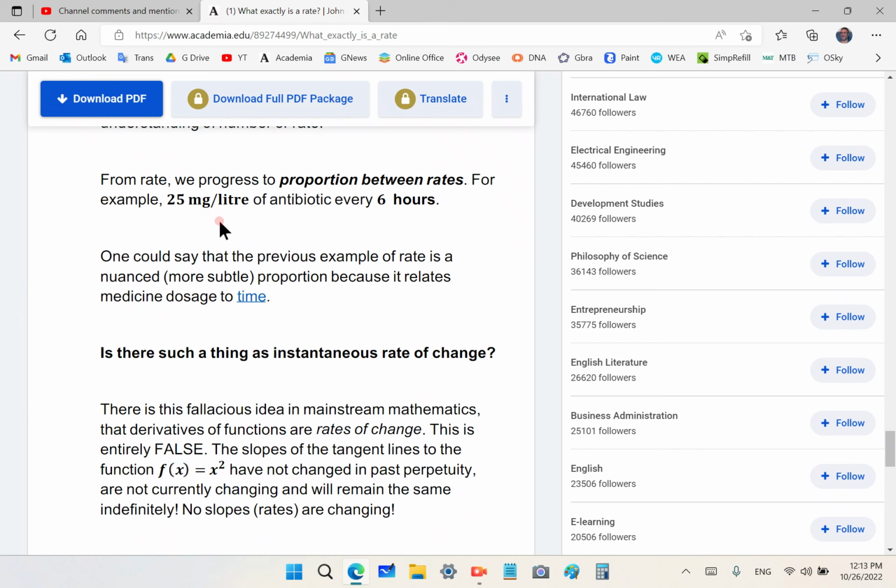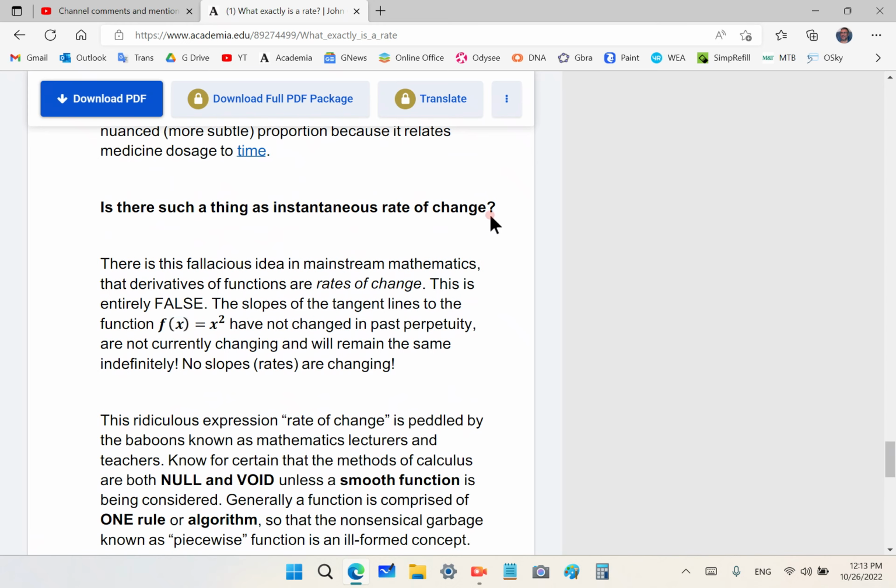So from rate, we progress to proportion between rates. So for example, we can have two different rates. This rate of 25 milligrams per liter and 6 hours, okay? Now, by the way, time is also a rate, and you can click on this link here to see why. So you've got two different rates here, and they have a proportion. So you could say take 25 milligrams per liter every 6 hours, okay? So this kind of rate is nuanced or more subtle because it relates medicine to time, right? Milligrams per liter, which is a medicine, to time.